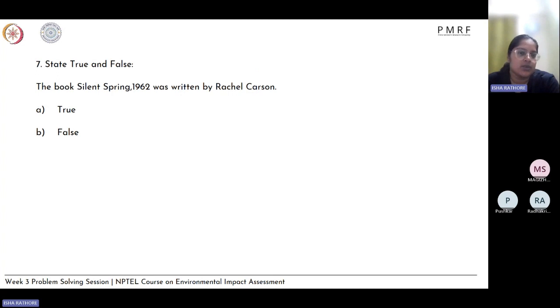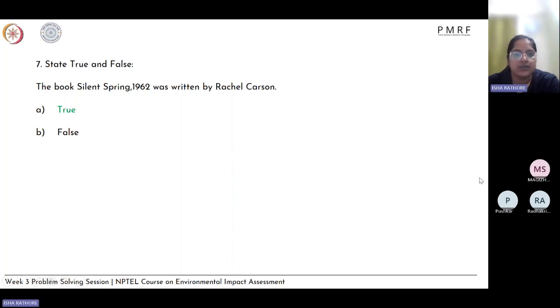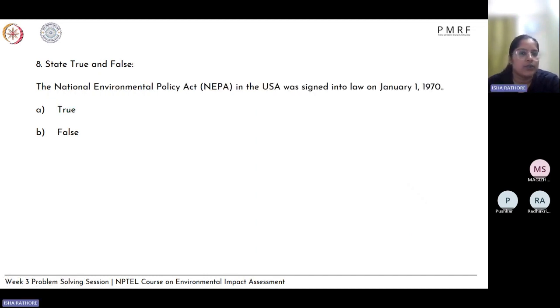The book Silent Spring, which was written in 1962, was written by Rachel Carson. Is the statement true or false? Okay, we have a lot of A's, so the statement is also true. Okay, so Rachel Carson wrote the book Silent Spring in 1962. Okay, moving on to the next question.